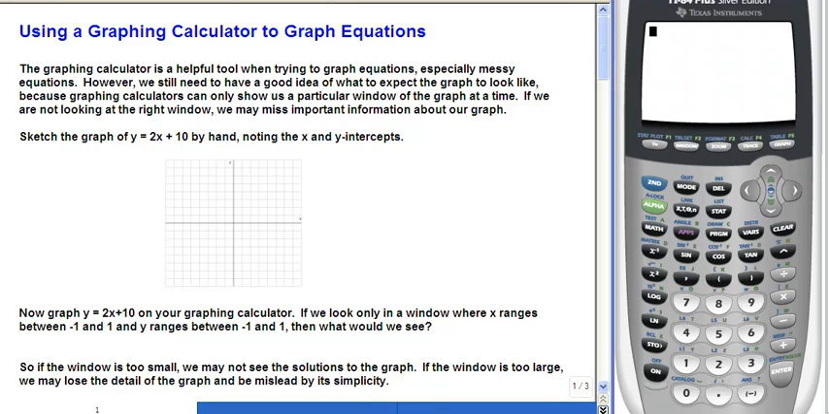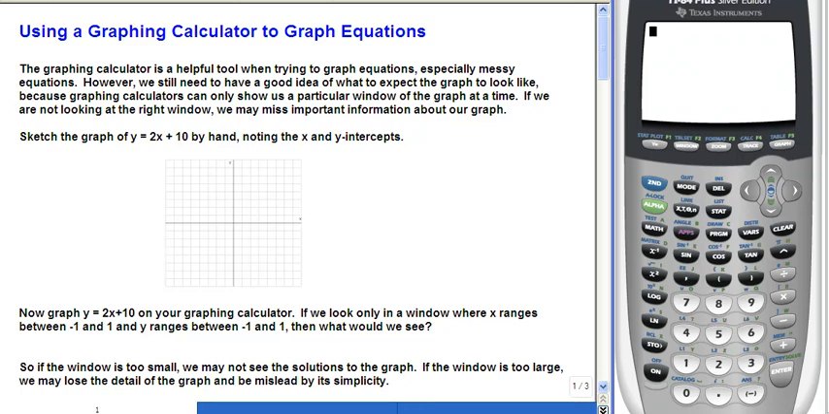Welcome to the video lecture on using a graphing calculator to graph equations. For some graphs, we're going to want to be able to graph them by hand, and for some graphs that are especially messy equations, using a graphing calculator can be a very helpful tool. So in today's lecture, we're going to talk about how to do some of the basic graphing on a graphing calculator.